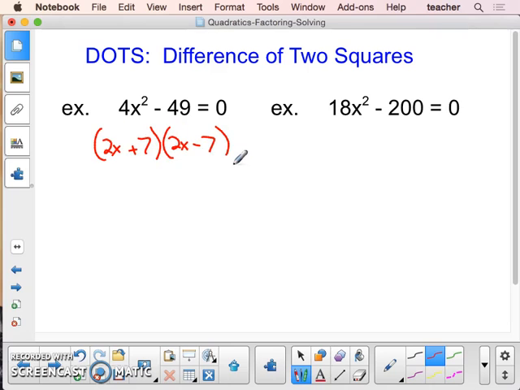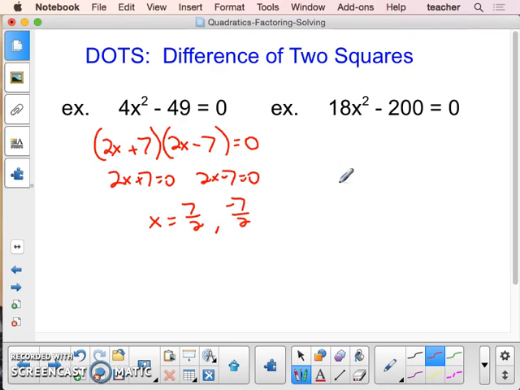Now be very careful. You cannot factor the sum. If this was plus, you'd have to leave this problem alone. We have our two factors. We take each one, we set it equal to 0, and we can solve to find our solutions. Our solutions are x equals 7/2 and x equals negative 7/2.